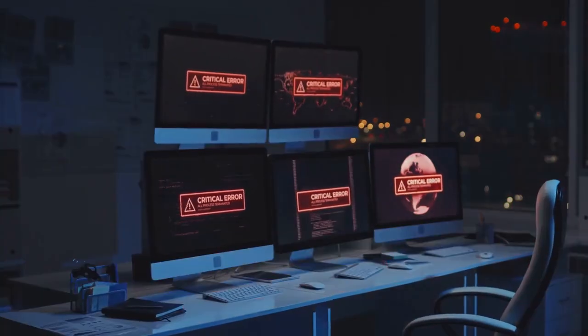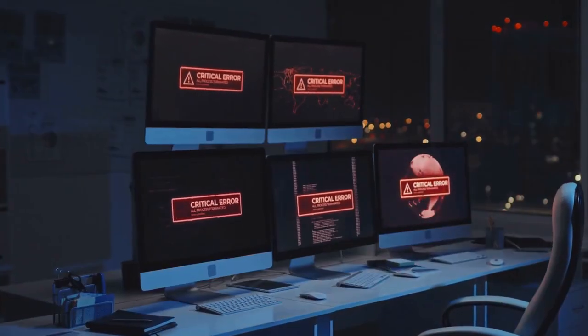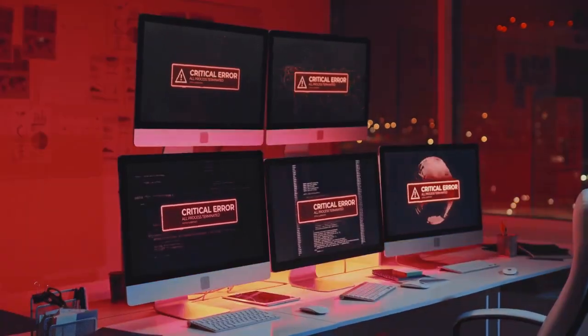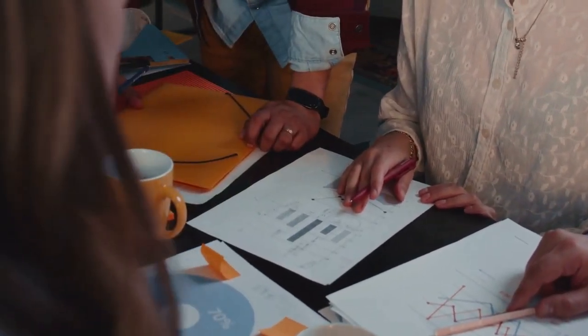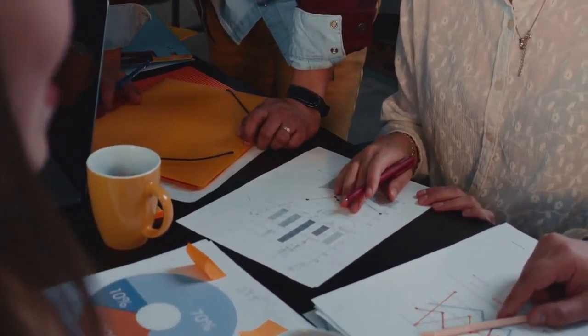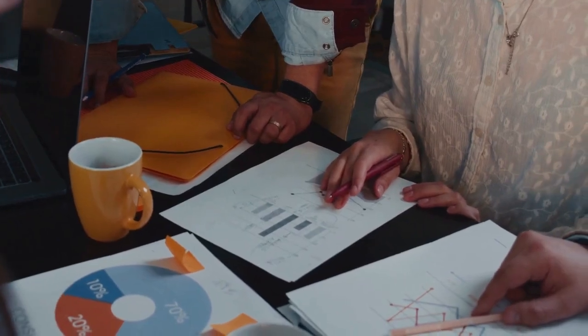Eighth, investigate potential server issues. If all else fails, consider the possibility of server-side problems like a corrupted data file or a full log file. MySQL error logs can offer valuable clues. Look for error messages related to connection timeouts, resource exhaustion, or other server issues.